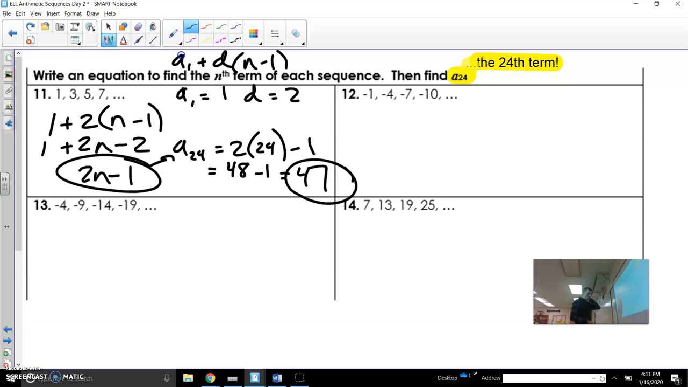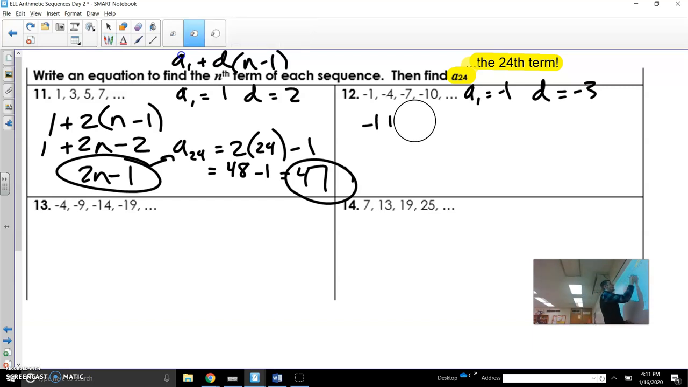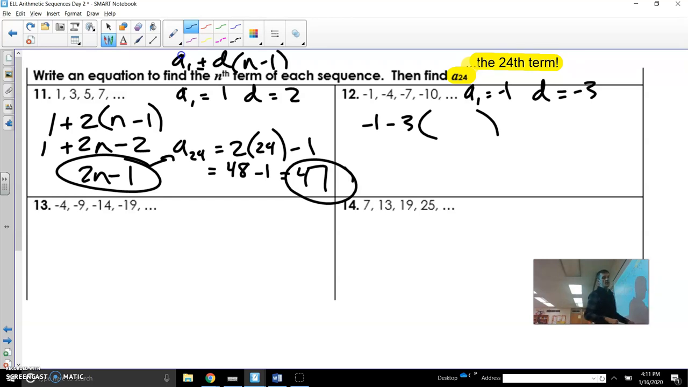We'll do one more. Let's try one that is decreasing. Number 12. This one has a common difference of negative 3, because I got negative 1 minus 3 giving me negative 4, and my first value here is negative 1. So negative 1 plus the common difference of negative 3. And if I'm adding a negative 3, I might as well just put minus 3. So this doesn't always have to be a plus. It could be a minus if the common difference is negative.